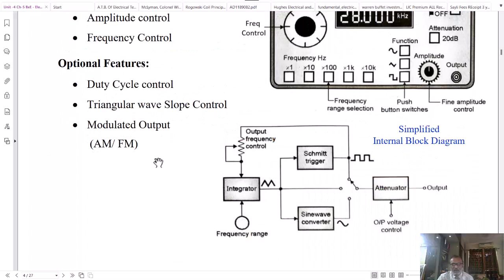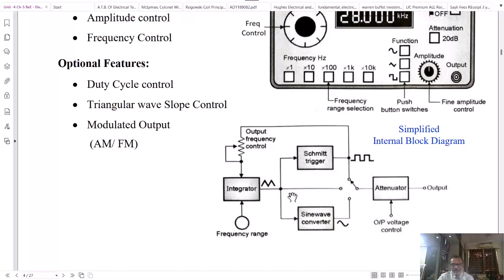A typical block diagram of a function generator is shown here. Whenever a DC voltage is applied to the integrator, the integration of a constant is a ramp. When the DC voltage alternates from positive to negative, the ramp output of the integrator ramps up and ramps down. That is nothing but a triangular wave. This triangular wave is connected to a Schmitt trigger circuit. The Schmitt trigger circuit will convert the triangular wave to a symmetric square wave.